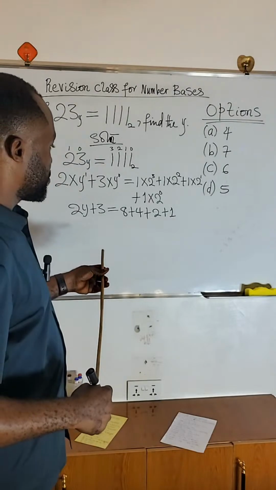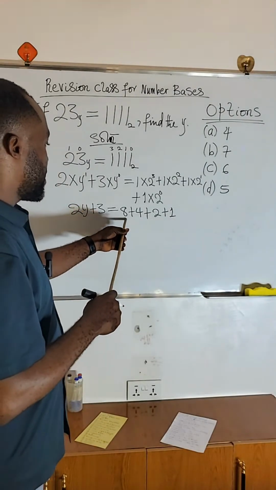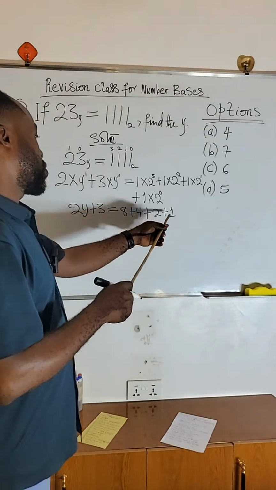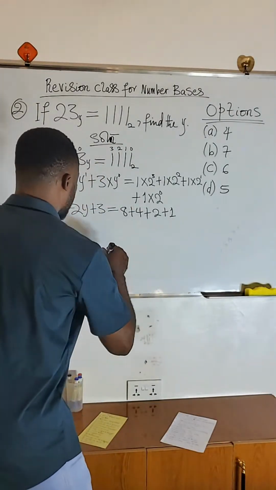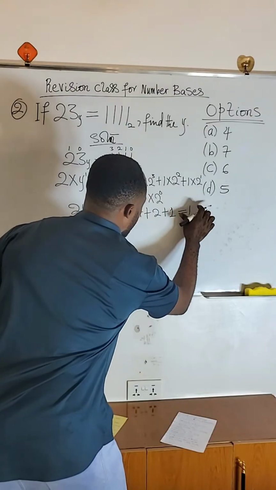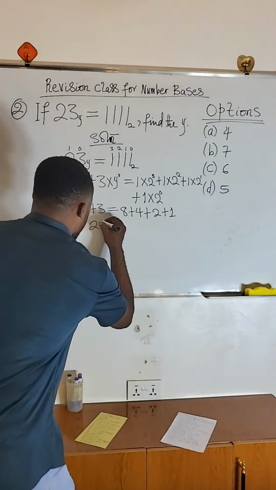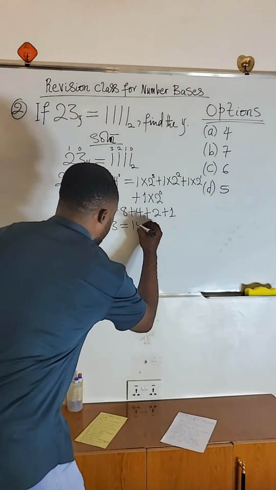So, if you can add this now, 8 plus 4 plus 2 plus 1, that will give you 15. Okay. So if that is 15, let me not put that for now. So we can repeat here 2y plus 3 equals to 15.